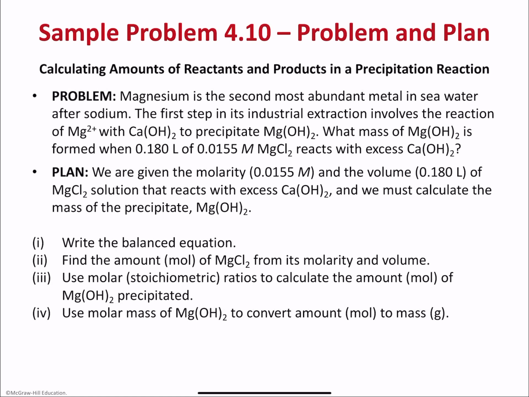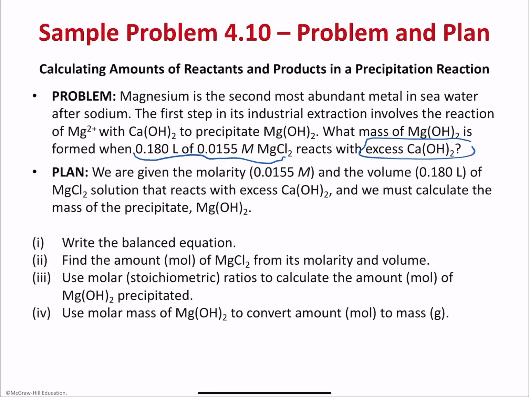So it says here, magnesium is the second most abundant metal in seawater after sodium. Okay, great. The first step in the industrial extraction of magnesium involves a reaction of magnesium chloride with calcium hydroxide to make magnesium hydroxide. What's the mass of magnesium hydroxide that's formed when 0.180 liters, so that's 180 milliliters, of 0.0155 molar magnesium chloride reacts with excess calcium hydroxide?